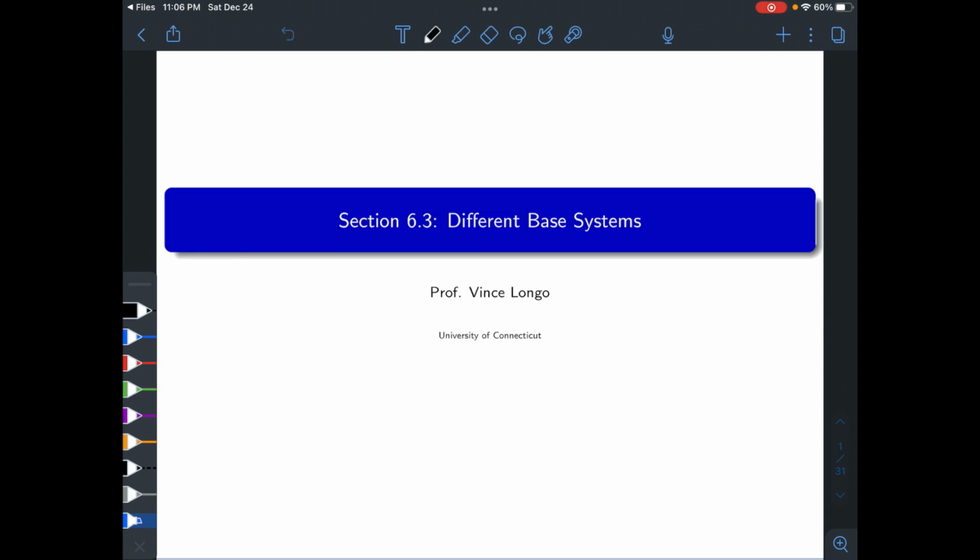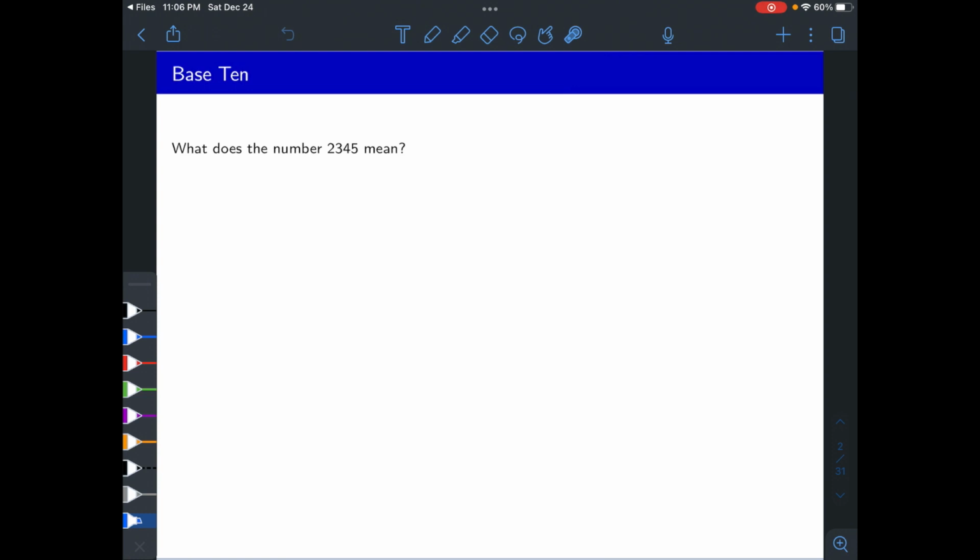Okay, we're doing different base systems in this video. The goal is to understand what different bases are. It is most of the time going to be helpful, when thinking about other bases, to compare to our current base 10 system, which we normally use.